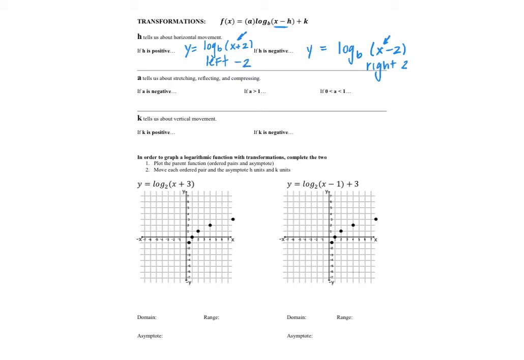All right, a. a tells us about the stretching, the reflecting, and the compressing. If the a is negative, that means you're going to reflect the graph over the x-axis.